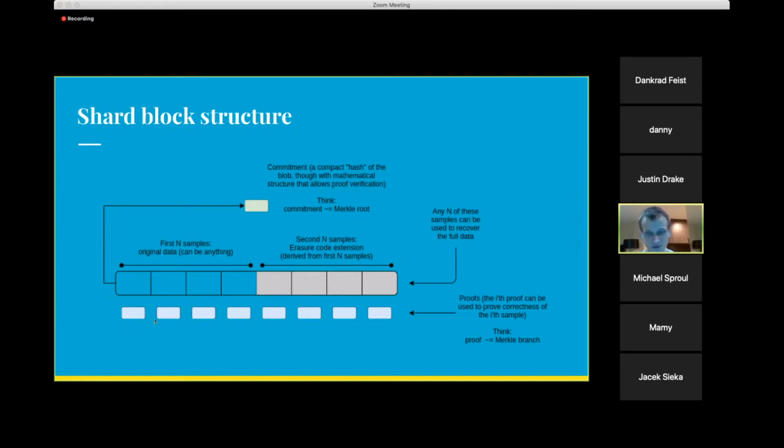Dankrad talks about. Now, one implementation detail is that instead of having one proof for each single evaluation, you have one proof for each set of either 8 or 16 evaluations, and you can make multi-evaluation proofs fairly easily, as Dankrad mentioned. So the thing that would get sent over the wire is probably basically just the first n samples. And from the first n samples, you can theoretically recover everything else, right?